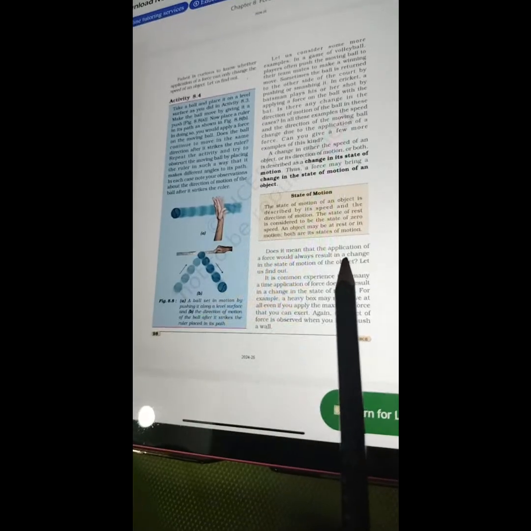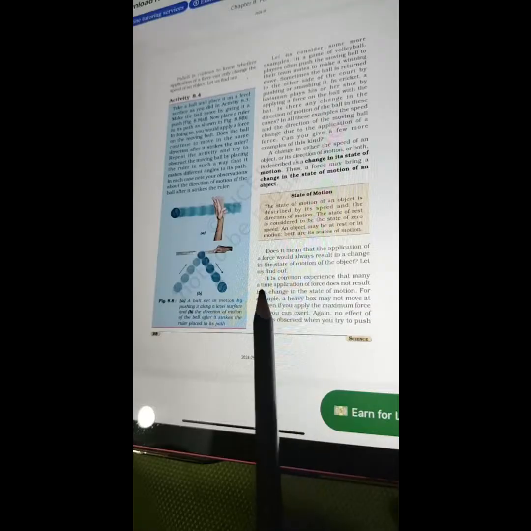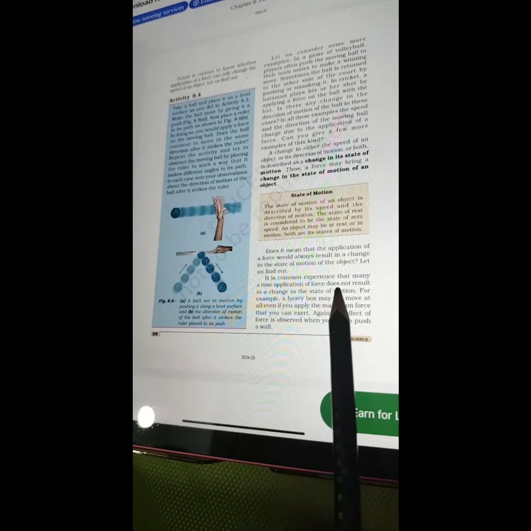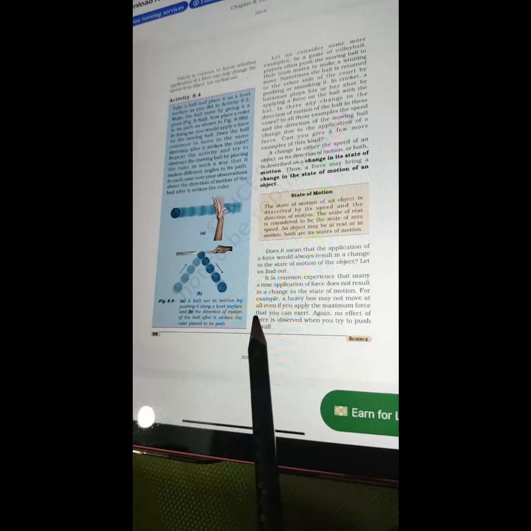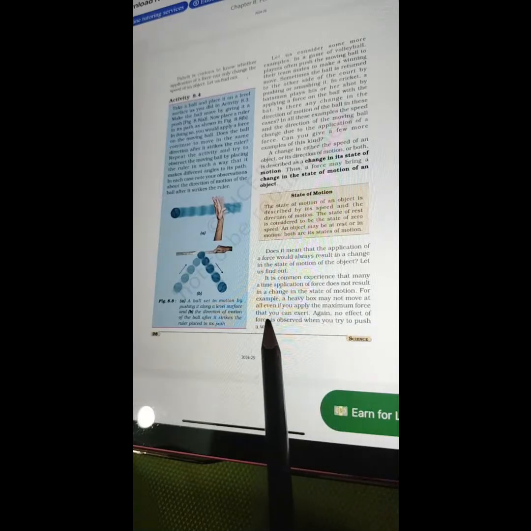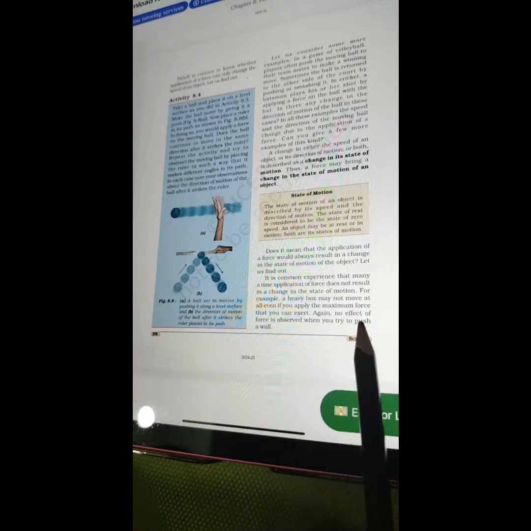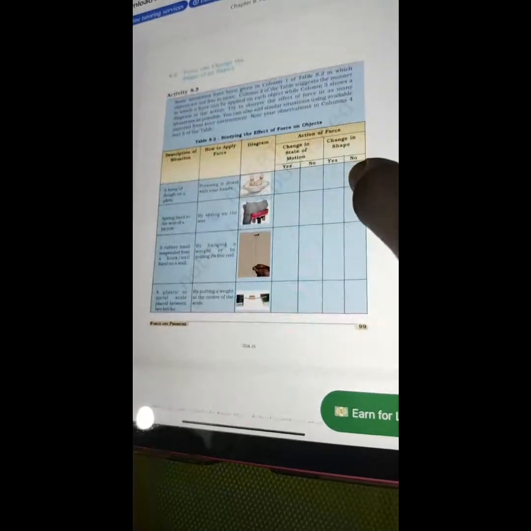Does it mean that the application of a force would always result in a change in the state of motion of the object? Let us find out. It is common experience that many a time application of force does not result in a change in the state of motion. For example, a heavy box may not move at all even if you apply the maximum force that you can exert. Again, no effect of force is observed when you try to push a wall.